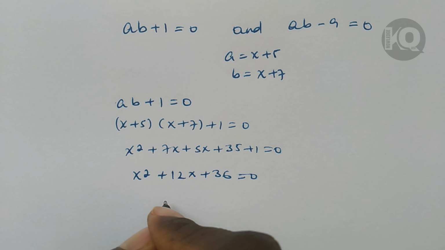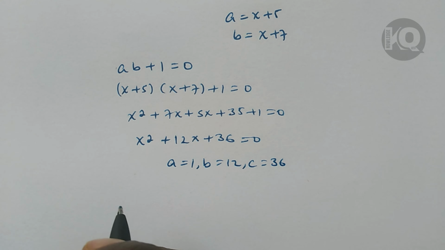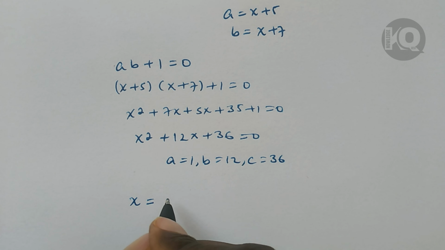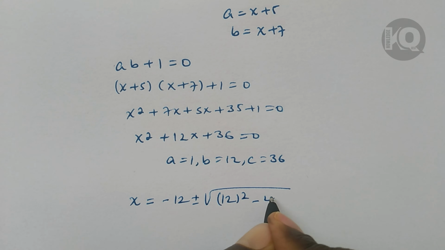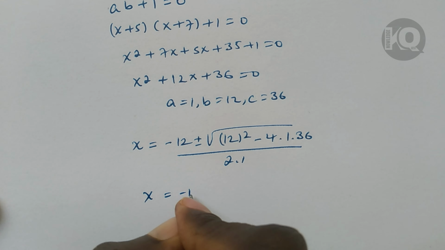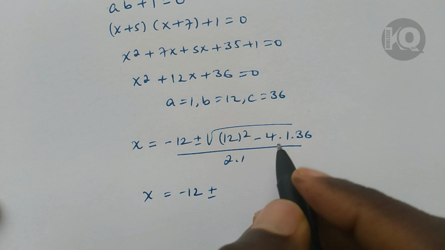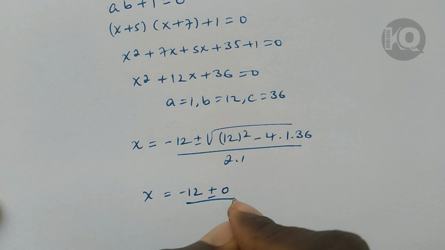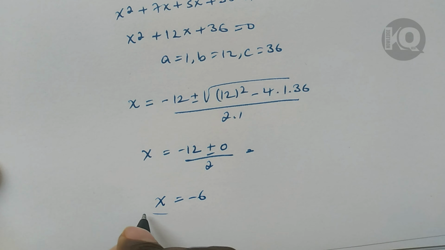So taking the coefficients, a is 1, b is 12, and c is 36. Then by using the quadratic formula, x is equal to minus 12 plus or minus the square root of 12 to the power of 2 minus 4 times 1 times 36, divided by 2 times 1. Then x is minus 12 plus or minus, this will be 144 and this will be 144, so this will be 0. So 0 divided by 2, so x is equal to minus 6 is the first solution.